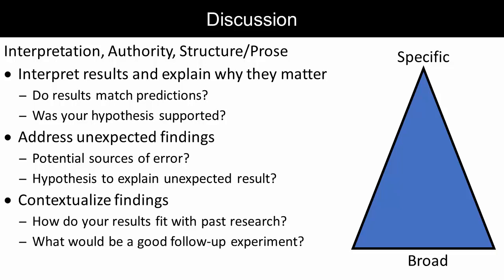The discussion is another part of the paper where you should cite outside sources. It's good to place your results in the context of past research. Do they mostly align with the results of previous experiments? Is there a contradiction? Can you think of a new hypothesis that would explain the conflict? Then what are the next steps you would take?